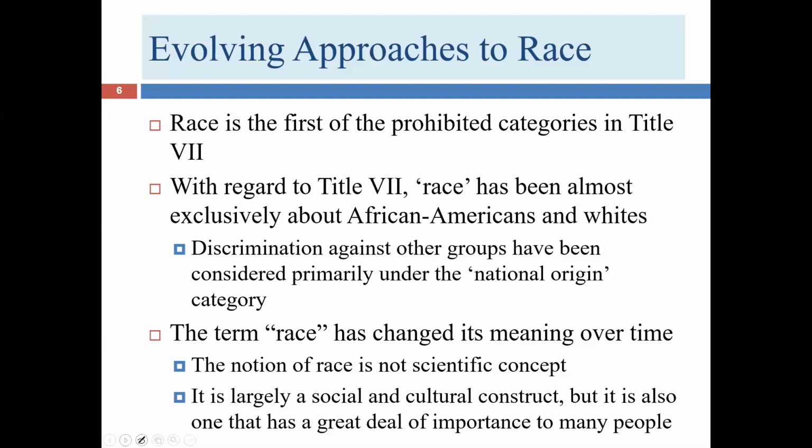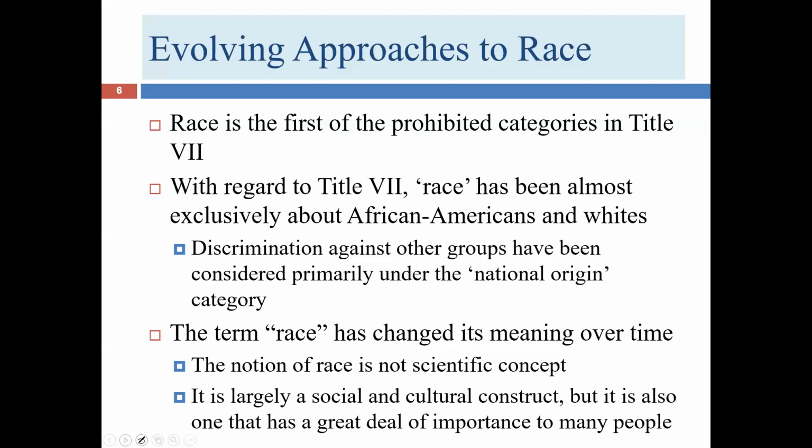The interesting history with the term race is that it used to have a much broader meaning than it does today. It wasn't unusual in the 1800s to hear someone refer to the Irish race, or the Jewish race, or the French race. And so the concepts of nationality and race were seen as synonyms. Nowadays, most of us wouldn't use that terminology. We think of race as being distinct from national origin.